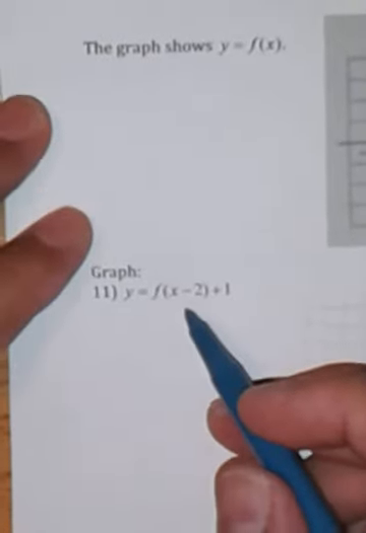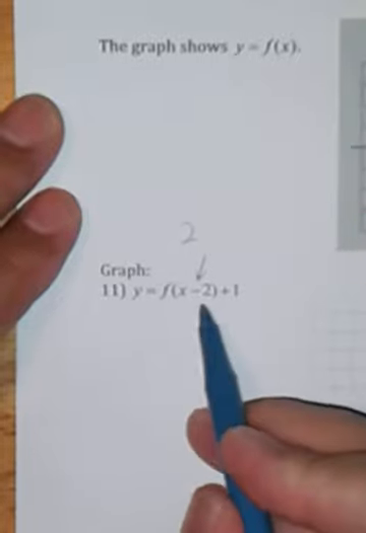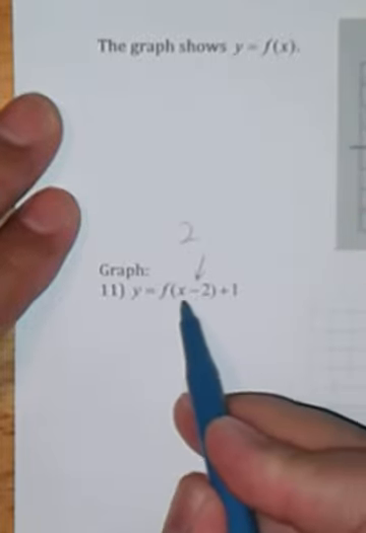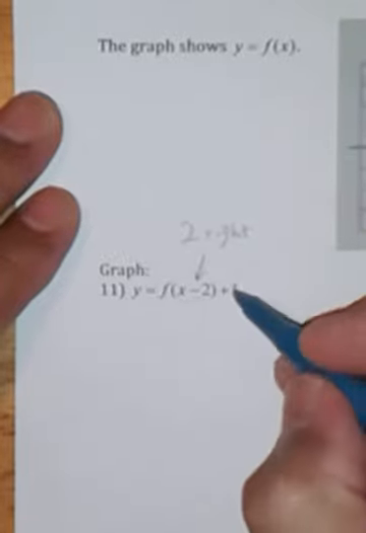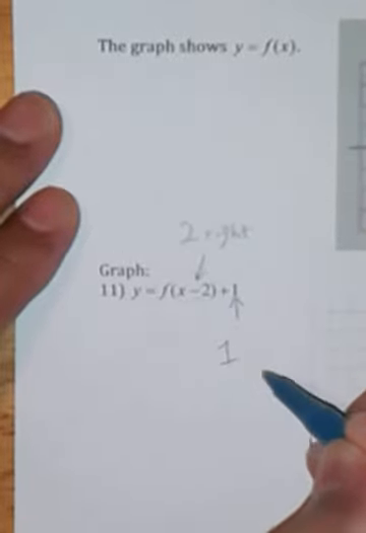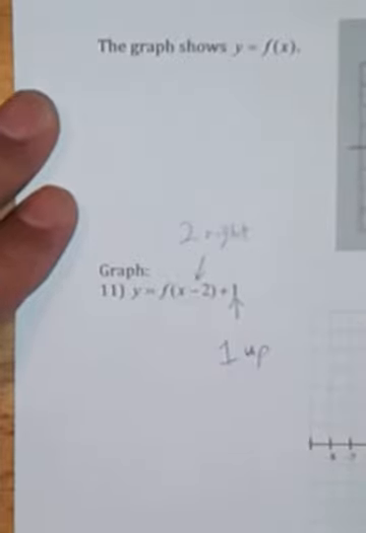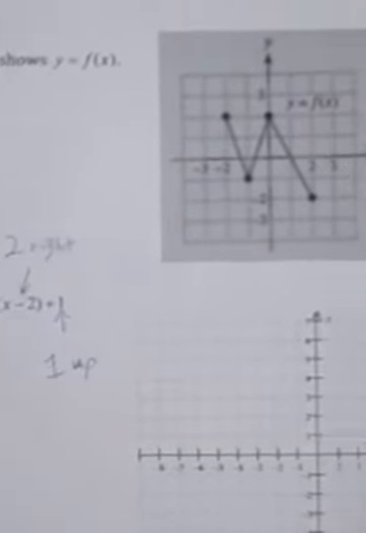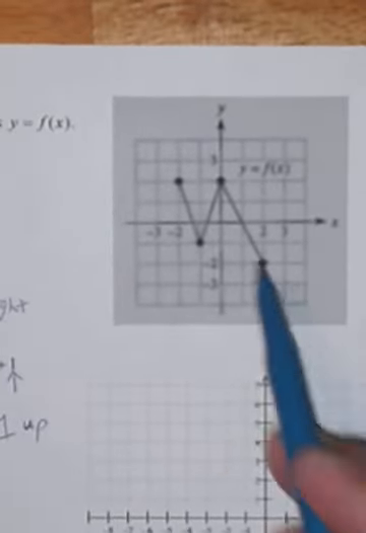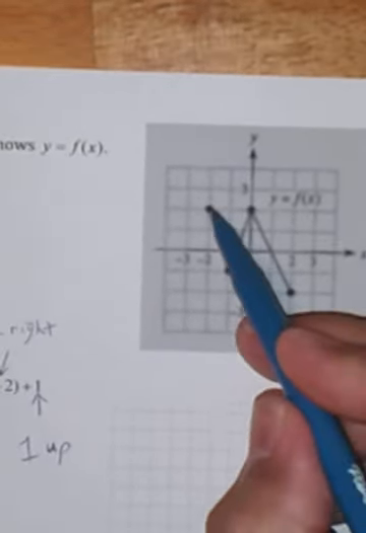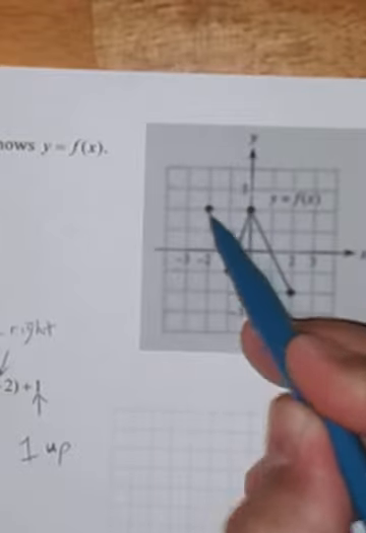Okay? So f of x minus 2 means I'm shifting 2. This is a horizontal shift because it's inside the argument. And it's counterintuitive, so it's 2 to the right and 1 up. Okay? All right, 2 to the right, 1 up. And I can do that to the whole graph as a whole or point by point. So if I take this point and move it 2 to the right, 1 up, it'll end up over here.